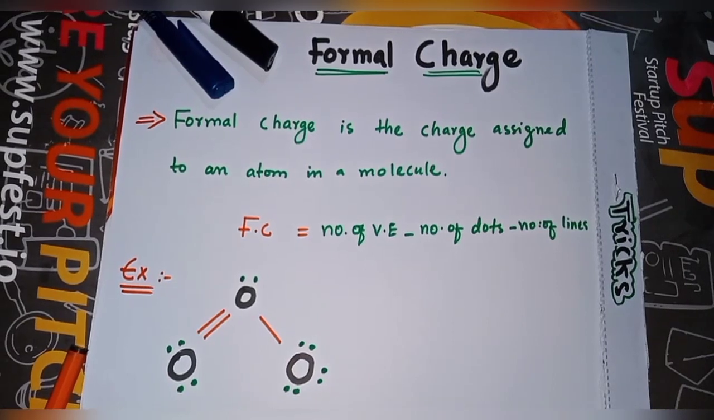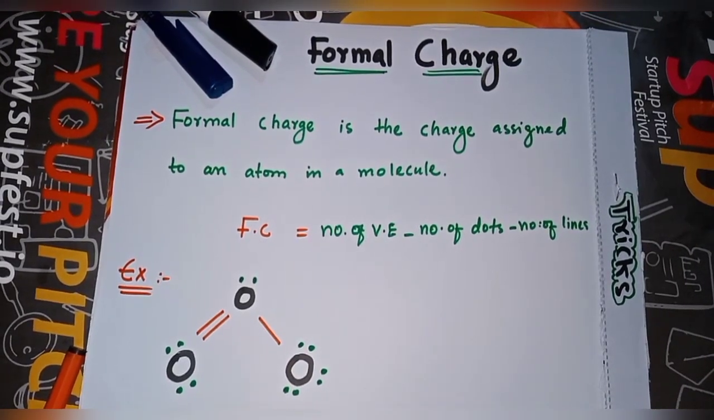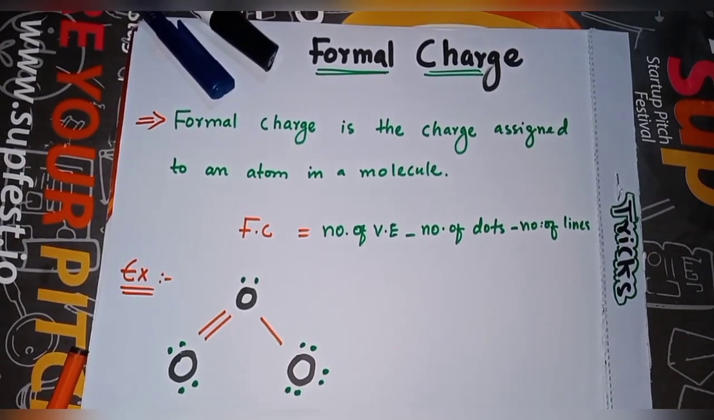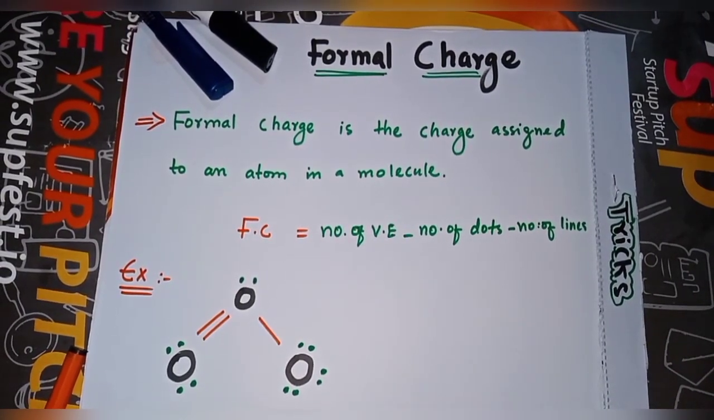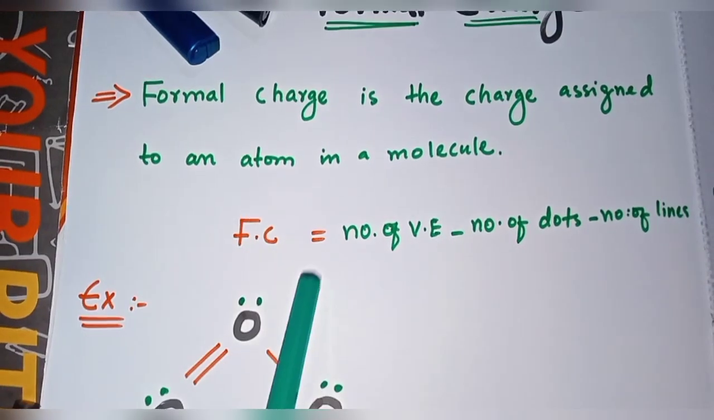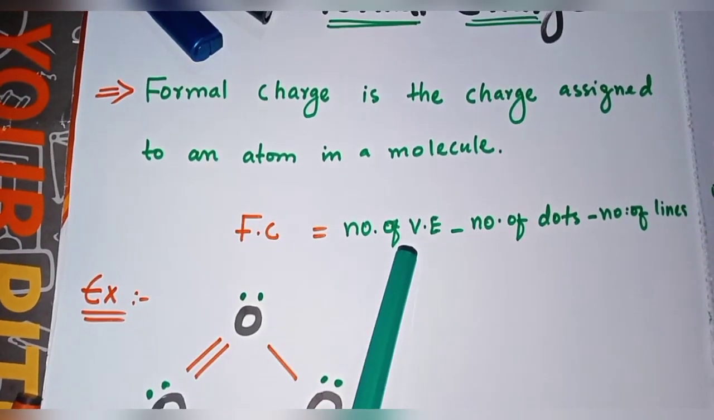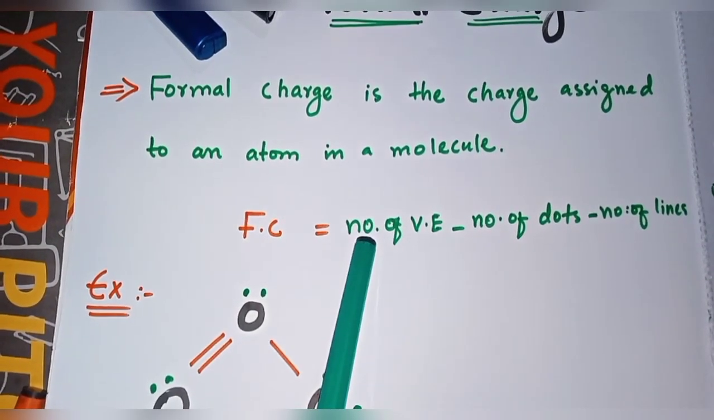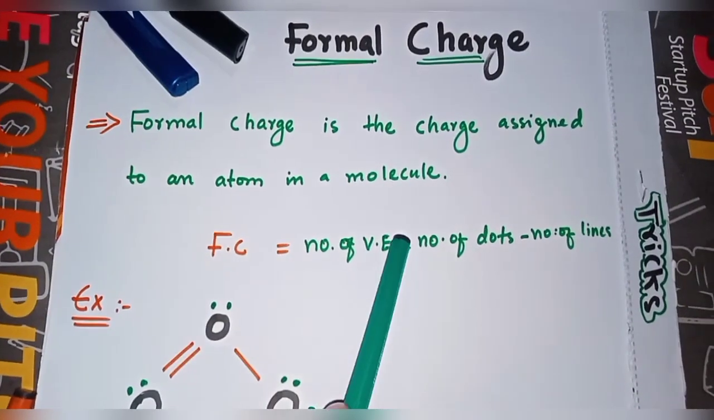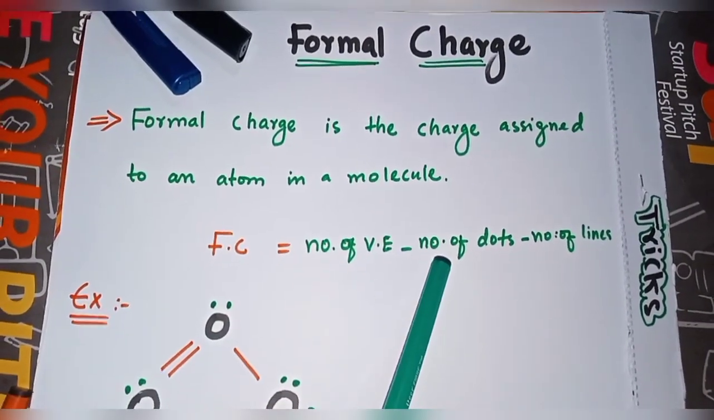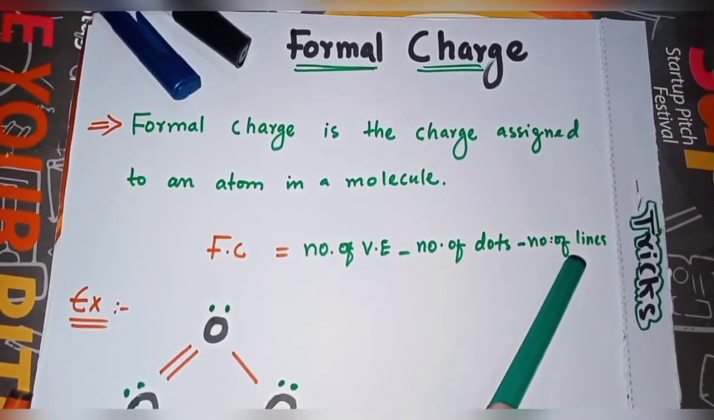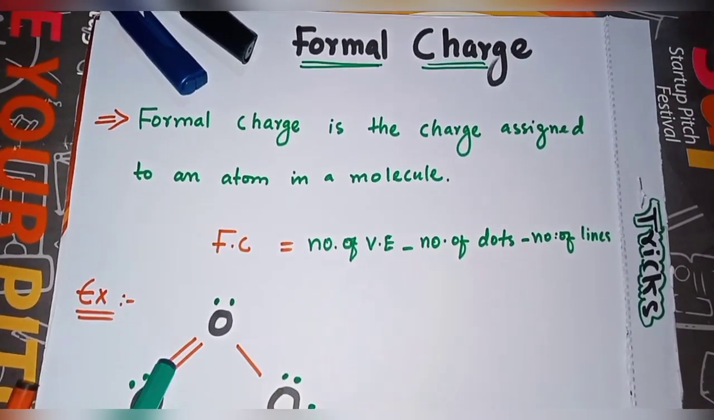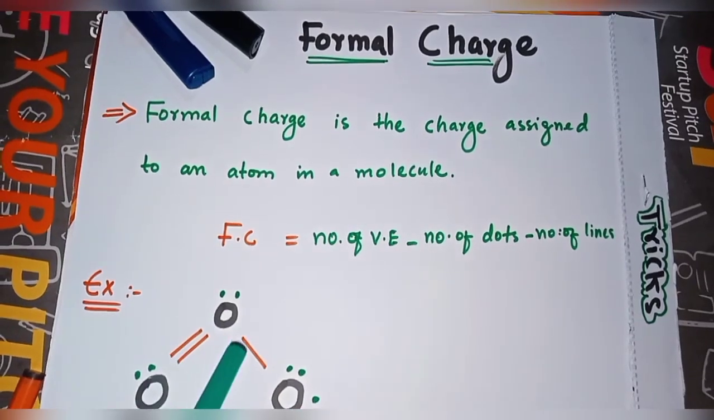molecule. So the formal charge is equal to the number of valence electrons minus the number of dots minus the number of lines. The number of valence electrons we can find by using its group number. The number of dots is nothing but the number of lone pair electrons. The number of lines is nothing but the number of bonds surrounded by an atom.